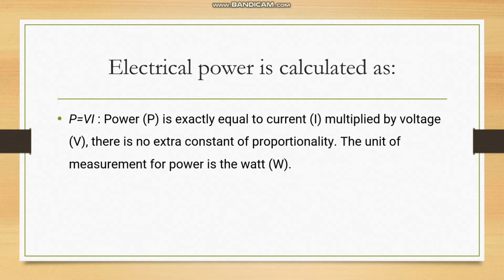So electrical power is calculated as power equals voltage times current. Power is exactly equal to the current multiplied by voltage. There is no extra constant of proportionality. The unit of measurement for power is the watt.